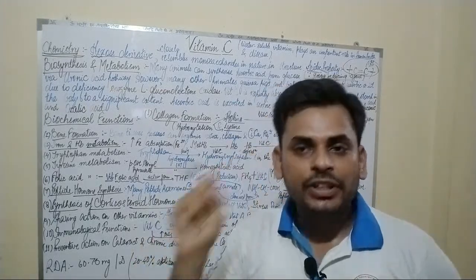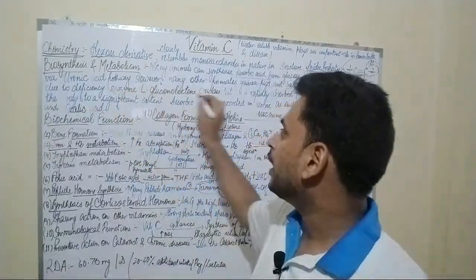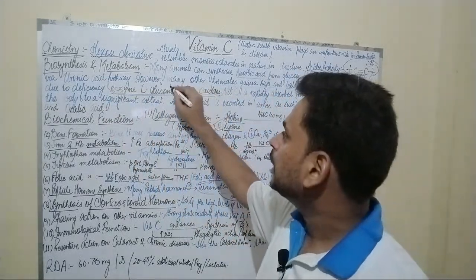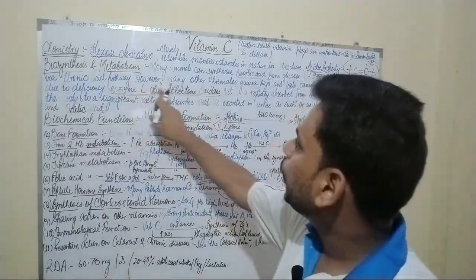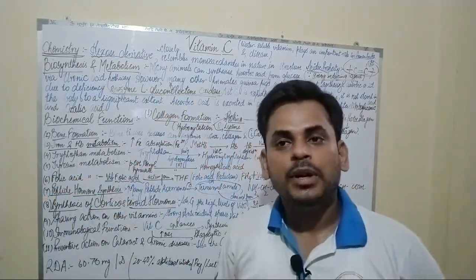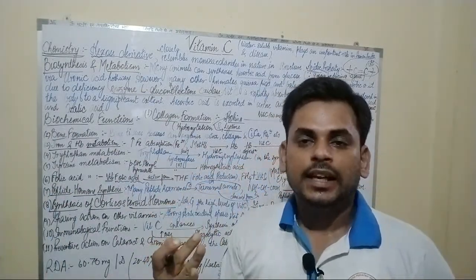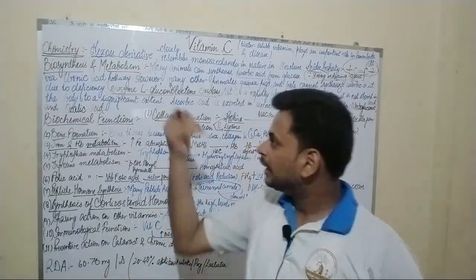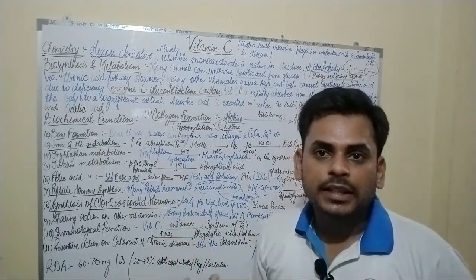It is due to the deficiency of the enzyme, which I need to specify. It is the L-gluconolactone oxidase. Very important, students. I need to emphasize that it is this enzyme, L-gluconolactone oxidase. It is the deficiency of this enzyme which is responsible for the lack of synthesis in primates and mammals, particularly in humans. So it is because of this enzyme deficiency that vitamin C cannot be synthesized in humans.